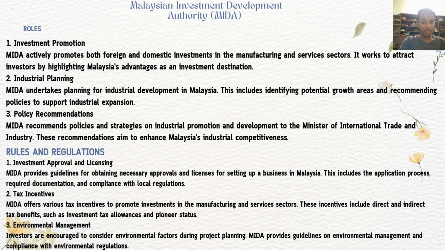Second is industrial planning. MIDA undertakes planning for industrial development in Malaysia. This includes identifying potential growth areas and recommending policies to support industrial expansion. Third is policy recommendation. MIDA recommends policies and strategies on industrial promotion and development to the Minister of International Trade and Industry. This recommendation aims to enhance Malaysia's industrial competitiveness.